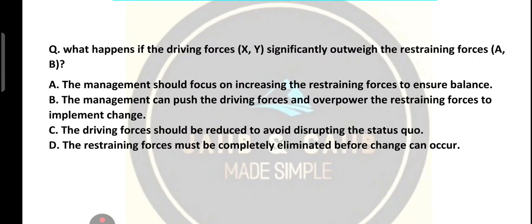So for option A, the management should focus on increasing the restraining force to ensure balance. This is not the right approach. Why? Because if something is already moving forward positively, why do you want to pull it back just to create a balance? For example, imagine you are pushing a swing and it is already going up. Would you add a rope to stop it for the sake of balance? Of course not. So increasing resistance when things are improving does not help.